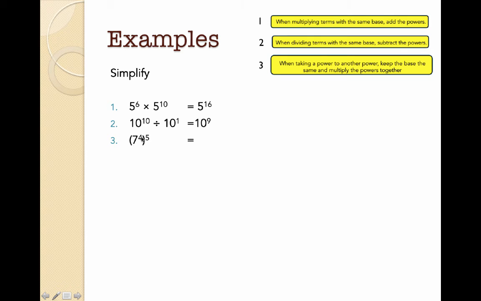Finally, 7 to the power of 4 to the power of 5. When taking a power to another power, I keep the base the same, and then I multiply the powers together. In this case, my base is 7, so 7 will be my base in my answer, and then I'm going to multiply my powers together, 4 times 5. Simplifying this, I get 7 to the power of 20, an extremely big number, but we just want to write it in index form.